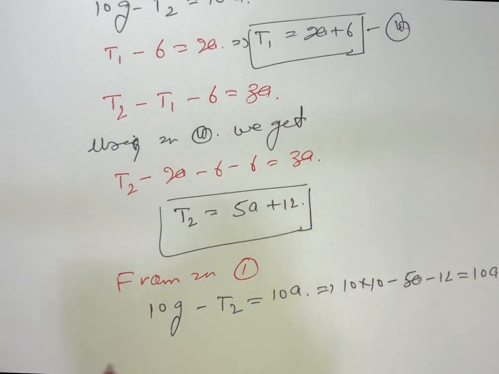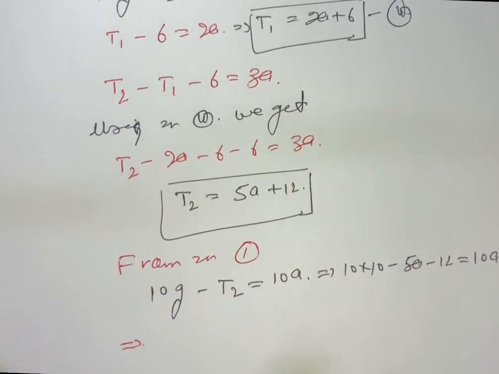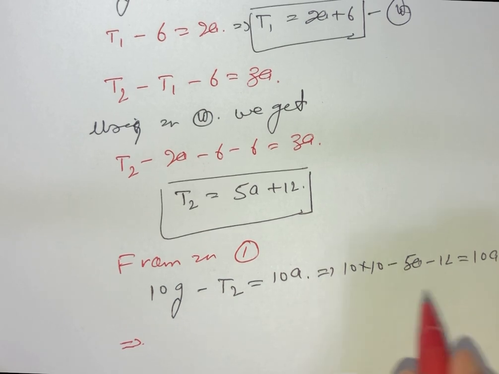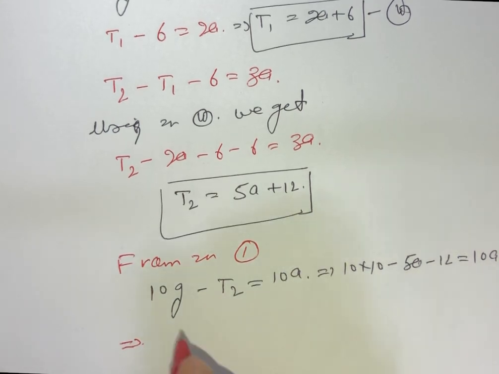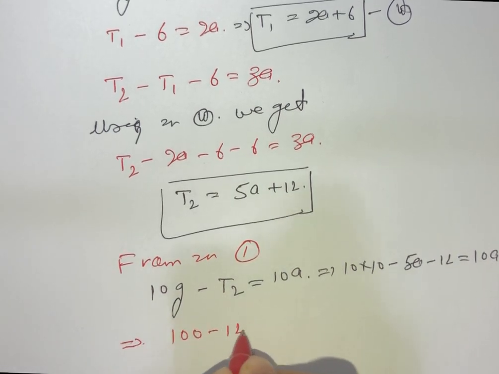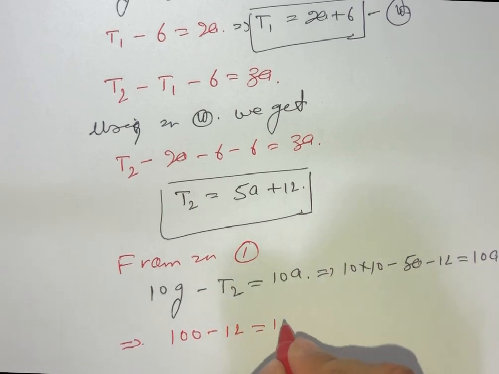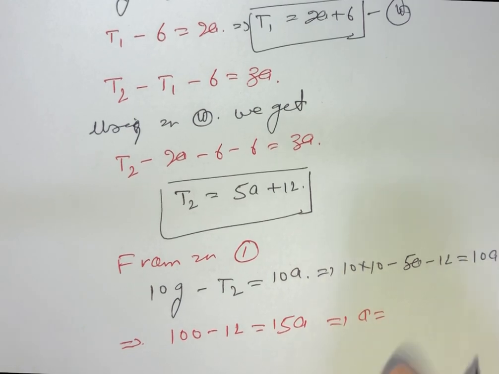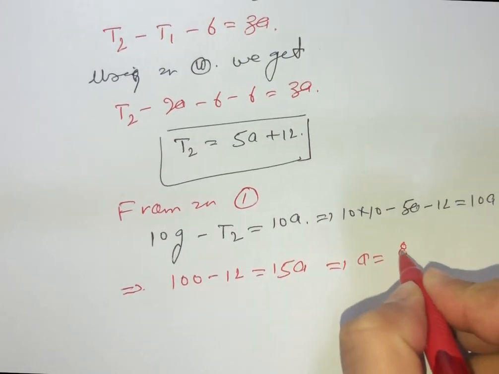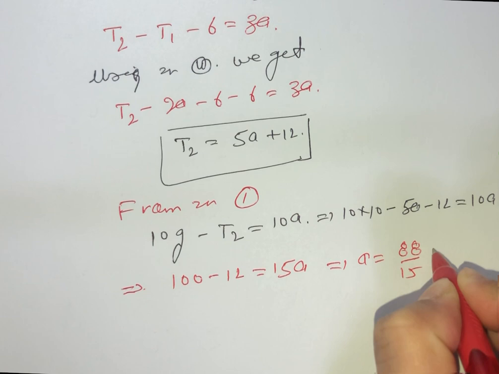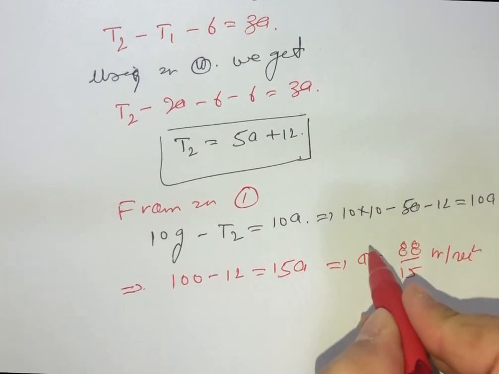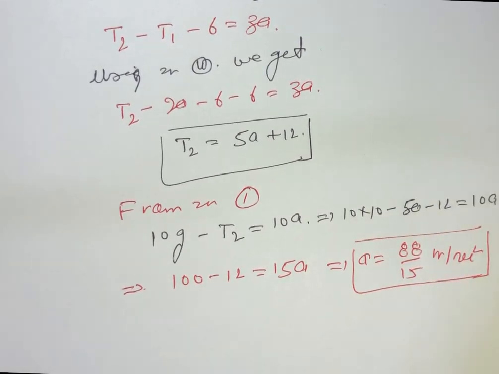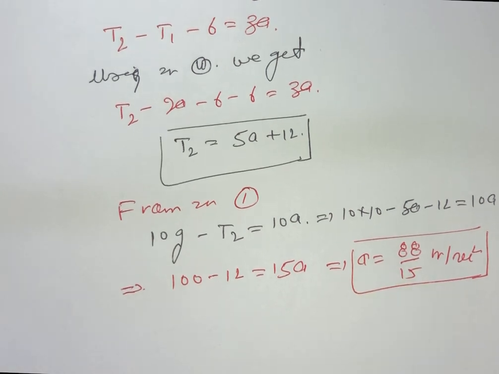So from here we can say that this will be coming as 100 minus 12 is equal to 15a. So from here we can get that our acceleration a will be equal to 88 divided by 15 meter per second square. So we get the value of acceleration.